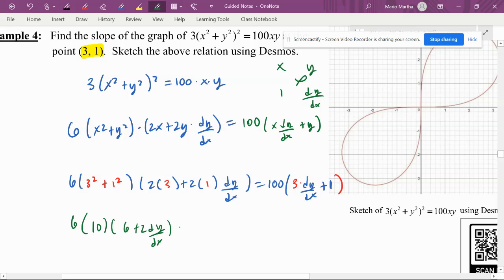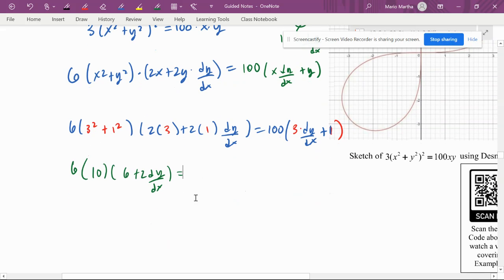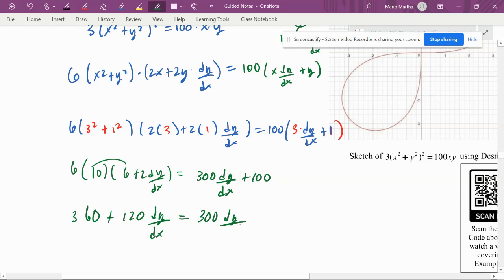And then that's equal to 300 dy/dx plus 100. All right, now we collect everything that has a dy/dx actually. So yeah, we have 60 here. And then 60 times that gives us 360 plus 120 dy/dx equals 300 dy/dx plus 100.